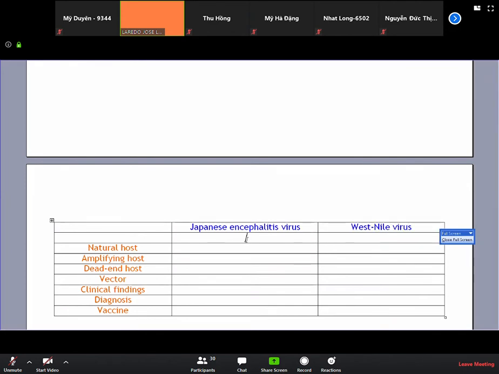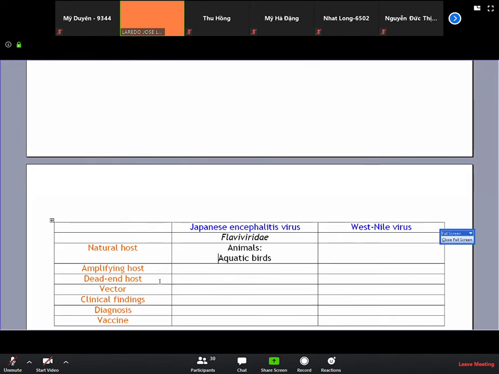Japanese encephalitis virus belongs to the family Flaviviridae. The natural host is an animal. Natural hosts are birds that live in the water, so we can say that they are aquatic birds. I don't know exactly the species, but I know that they live near the water. The dead end host, so the final host that cannot transmit the disease, are humans. So humans suffer the disease, but we don't transmit the disease to others.